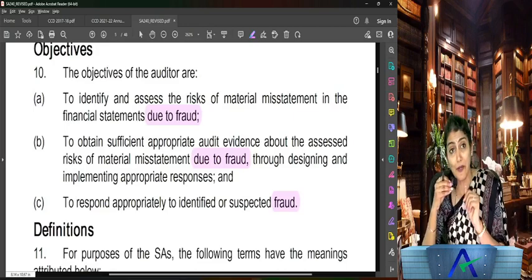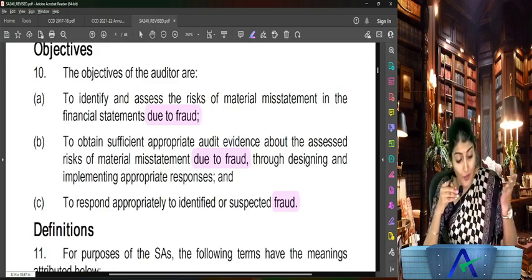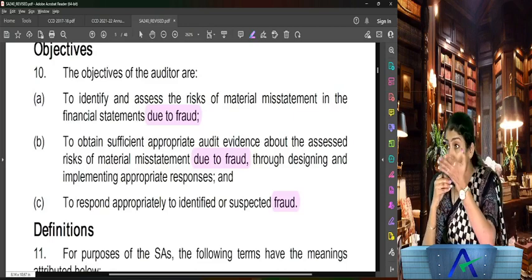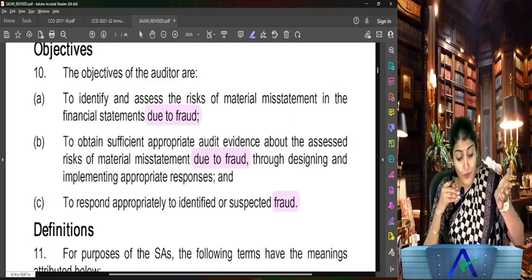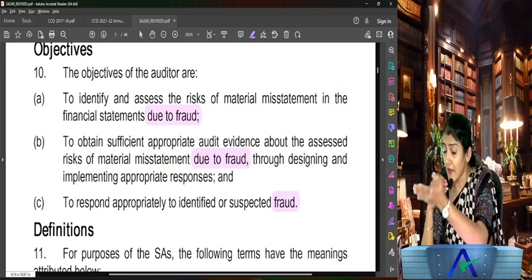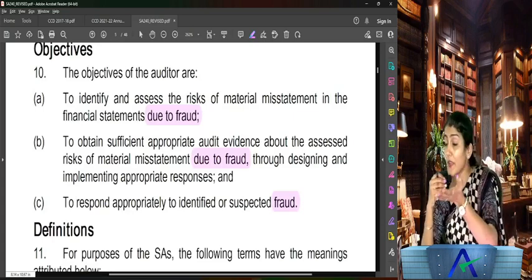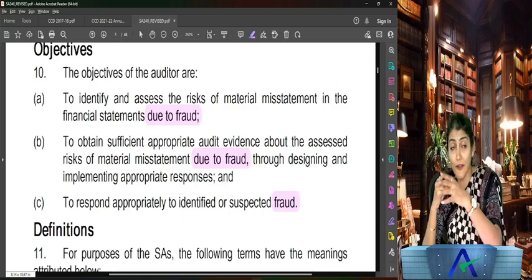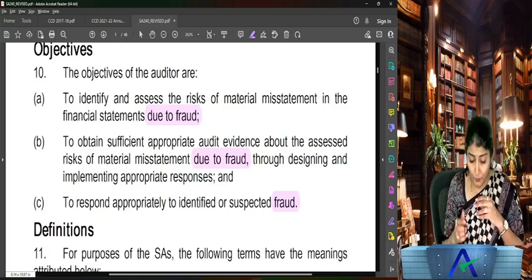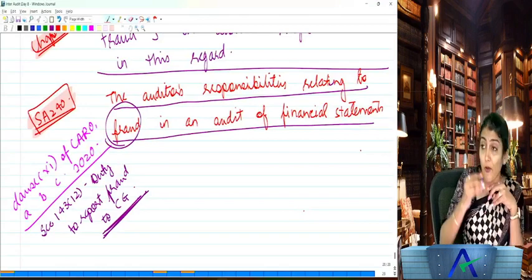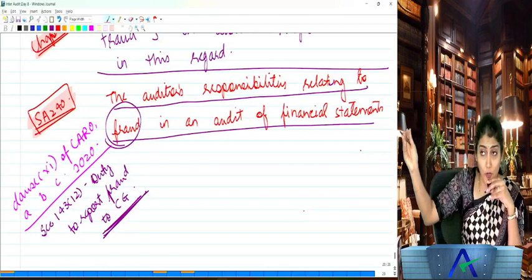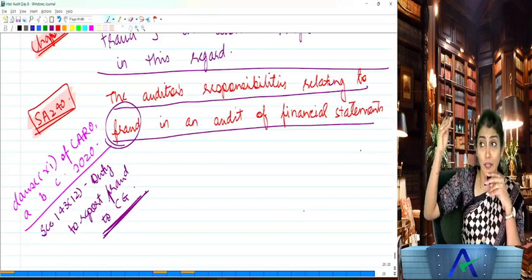It was nothing but 315, 330, 450. Because identify and assess the RMM, obtain evidence about the assessed RMM through designing and implementing the responses, and then respond appropriately to the identified misstatement. Then it would have been what? 315, 330 and 450. But because it is due to fraud, that is why we come to SA 240.